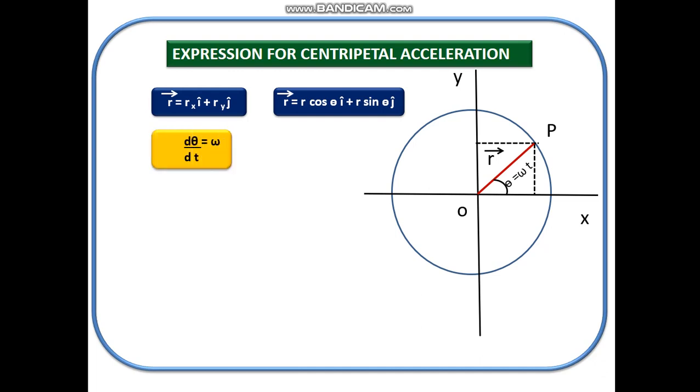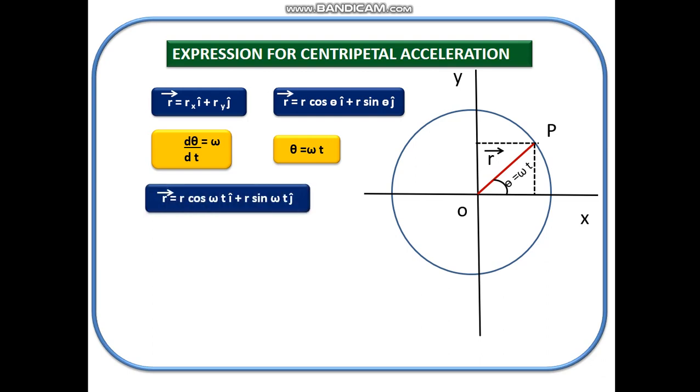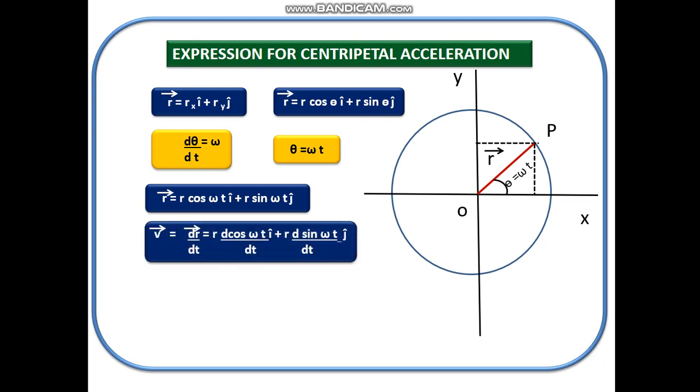We also know the rate of change of angular displacement is nothing but the angular velocity omega. So we can write theta as equal to omega into t. So we can find r vector as r cos omega t i cap plus r sin omega t j cap, because theta is omega t, we have substituted. Now we know velocity is the rate of change of displacement. So the r vector is the displacement.